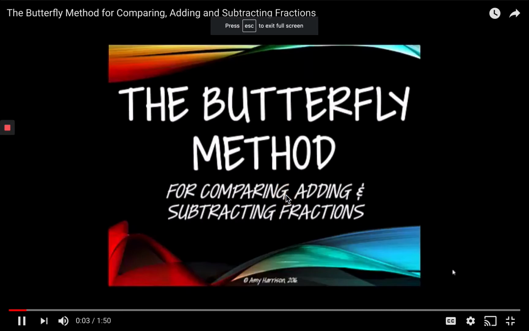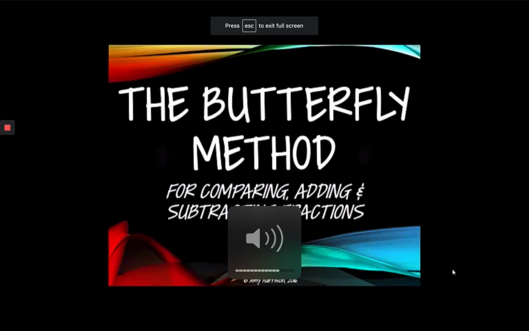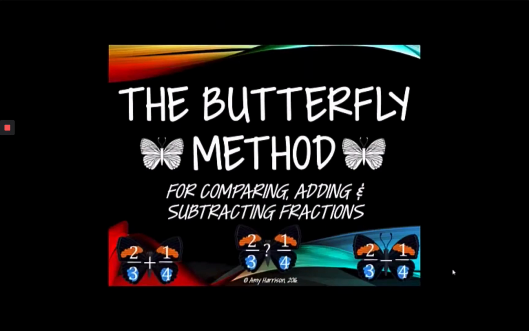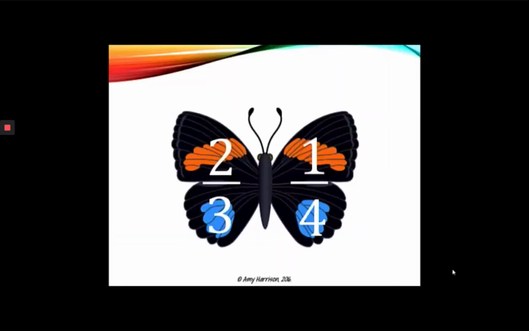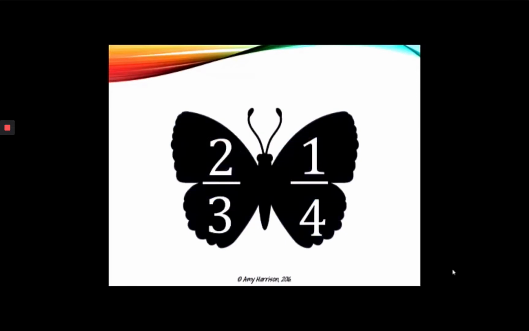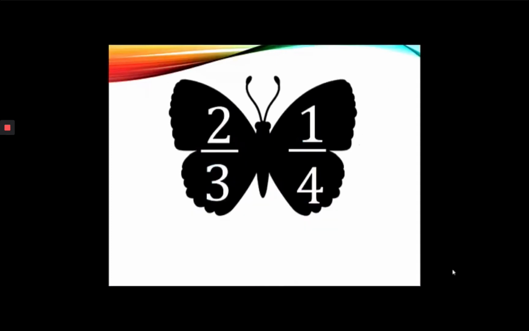We can use this method for comparing, adding, and subtracting fractions. We start with our butterfly and our two fractions, 2/3 and 1/4. Then we multiply the diagonals. 4 times 2 gives us 8. And 3 times 1 gives us 3. Next, we need to multiply the denominators. 3 times 4 gives us 12.